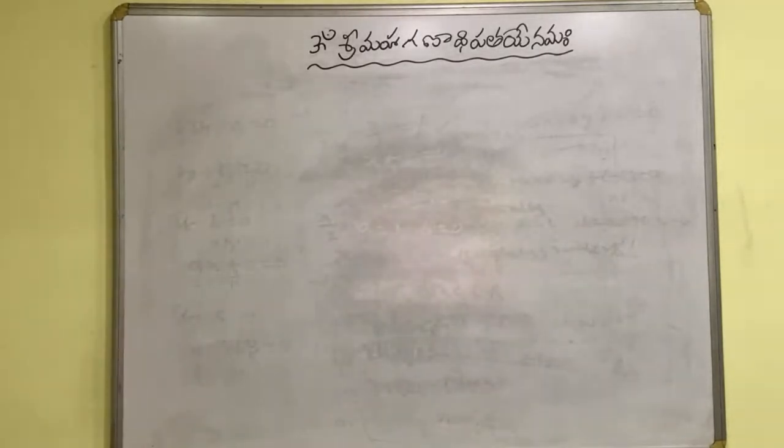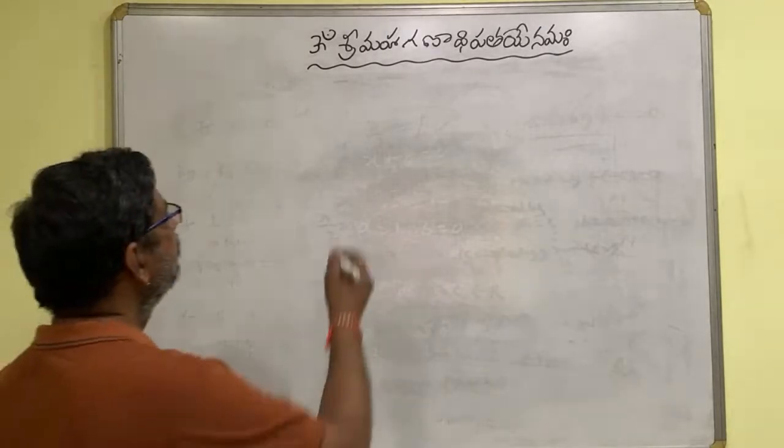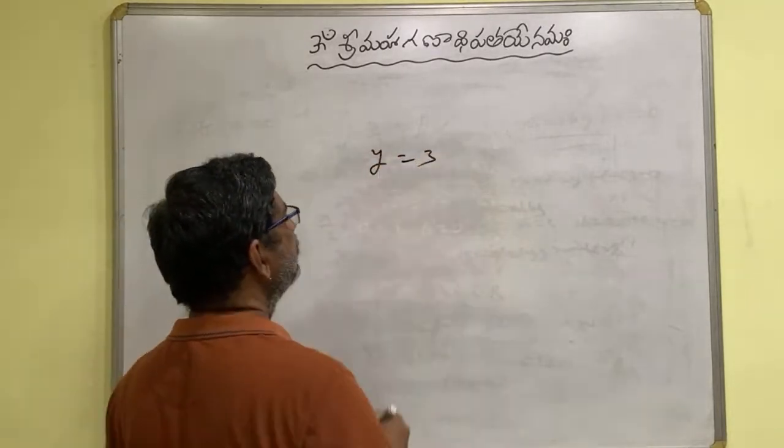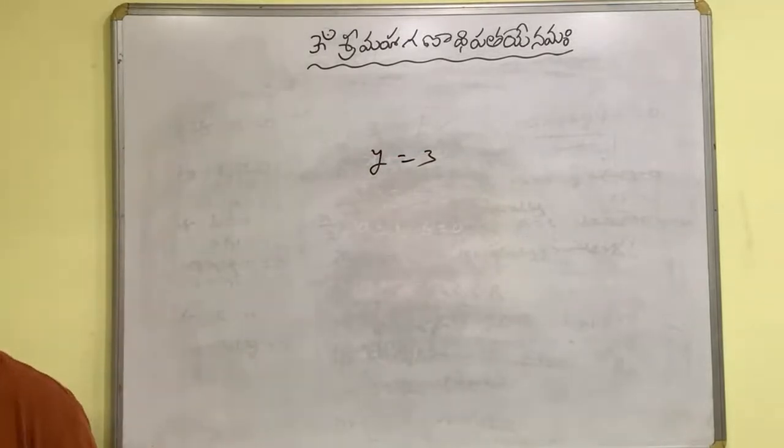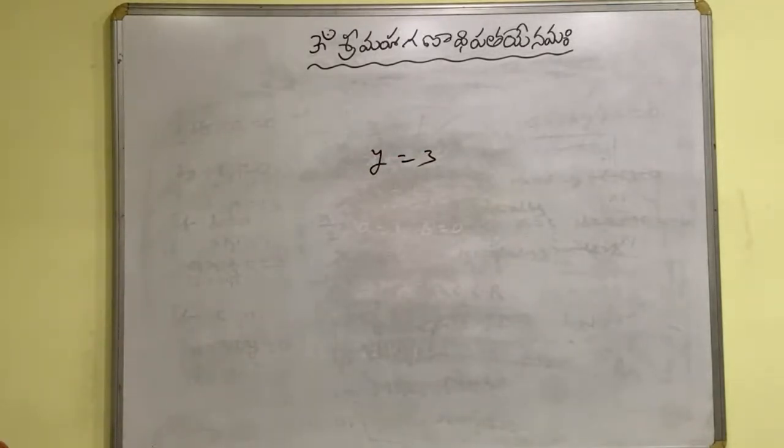Next, do this one. y is equal to 3. Convert this equation into a linear equation in two variables and write the ABC values.